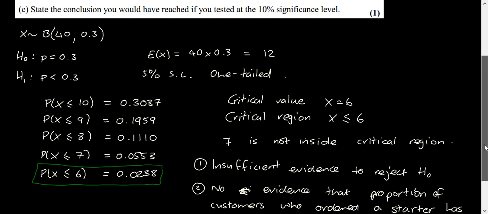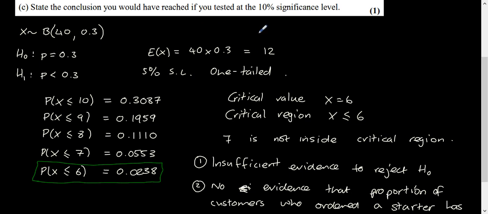Now let's have a look. I like this part C, this last part of the question. State the conclusion you would have reached if you tested at the 10% significance level. Well, what does that mean? The 10% significance level means that when we were looking at these probabilities, we would keep going until we found one that was less than 10% rather than less than 5%.